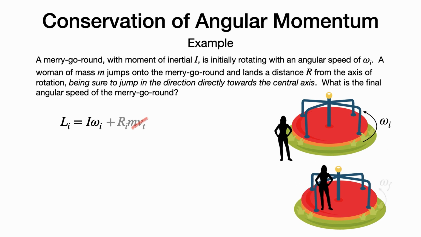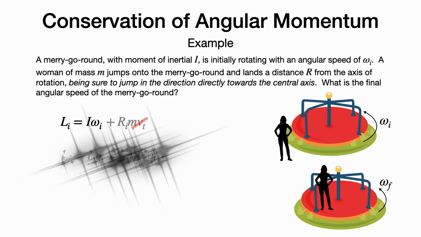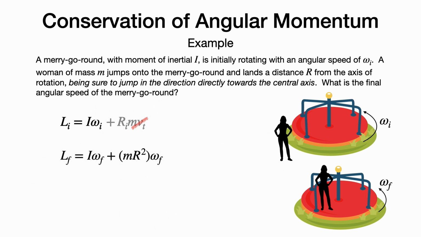Now, when the woman jumps onto the merry-go-round, the angular velocity of the merry-go-round is going to change. We compute the final angular momentum of the merry-go-round and the woman together. This is going to be the moment of inertia of the merry-go-round times its final angular velocity, plus the angular momentum of the woman as she rotates around with the merry-go-round. This is going to be her moment of inertia, which is m times capital R squared, R being her distance from the axis of rotation. And she will also be rotating with the same angular speed. And so equating the initial and the final angular momenta, we find that the final angular velocity can be written in terms of I times the initial angular velocity divided by I plus mR squared.